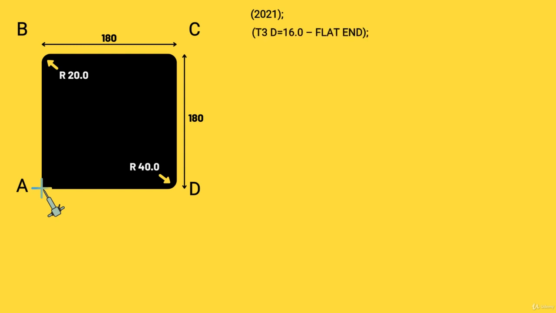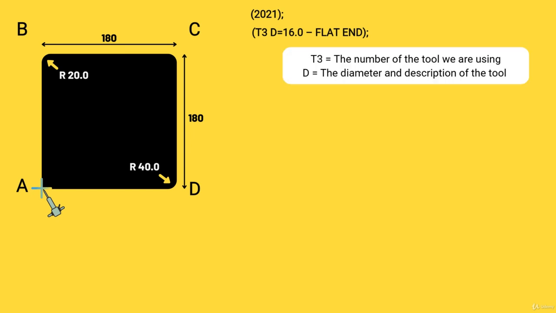Moving on to the next line, we have another operator's note. Everything is in brackets, so this line is also not readable by the machine. This is purely for the operator to know what's going on. So the information we are delivering on this line is that T3 is the number of the tool we are using, D is the diameter, and then a description of the tool. And we end this line with the end of block, that is a semicolon, to tell the machine this is the end of the line.